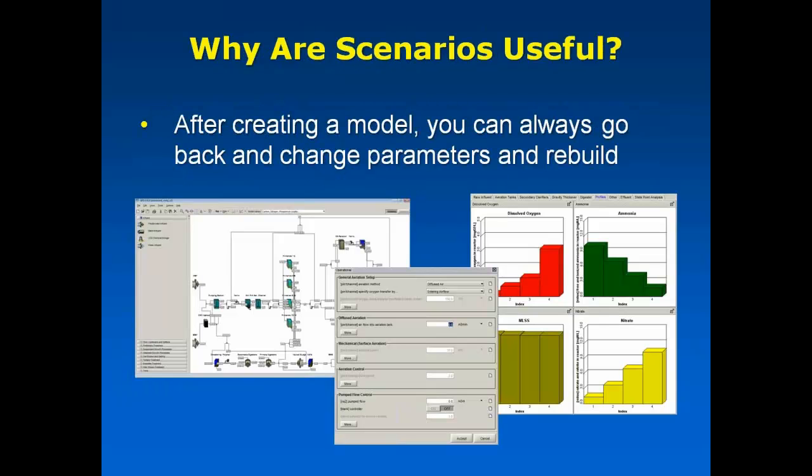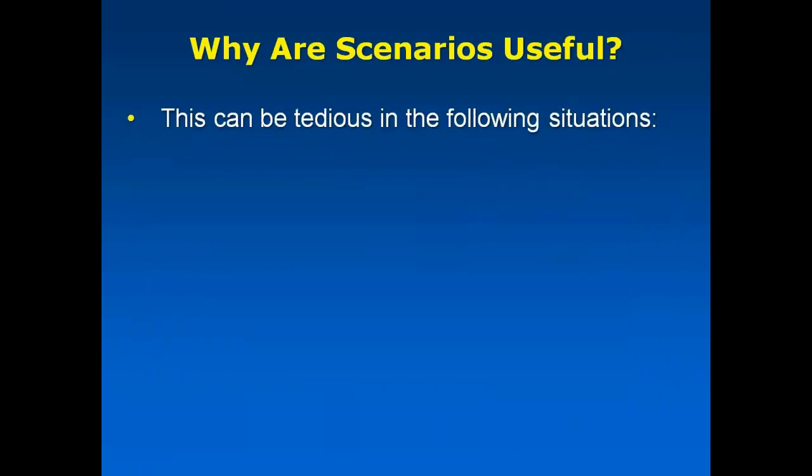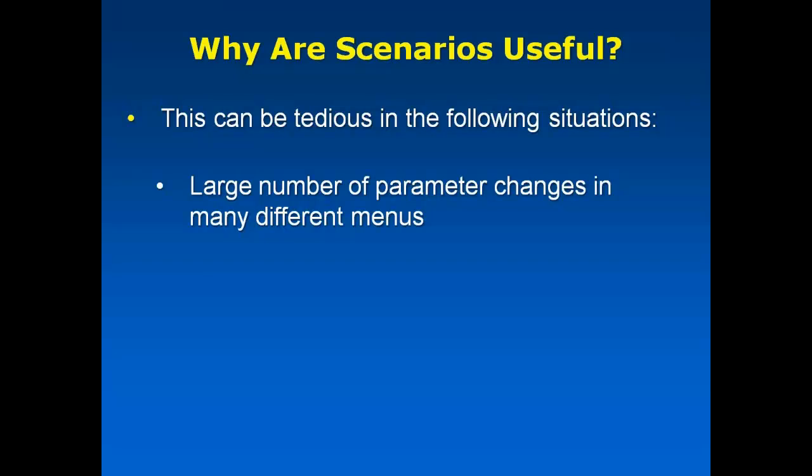So as I mentioned, the reason that we're doing this is it allows you to very easily flip between different sets of input. Now, you could have always done this by going back to modeling mode in GPSX and making changes in some of these menus and entering in new values and then rebuilding that model and going back and forth doing that. That can become quite tedious, especially if you have a large number of parameter changes in many different menus.